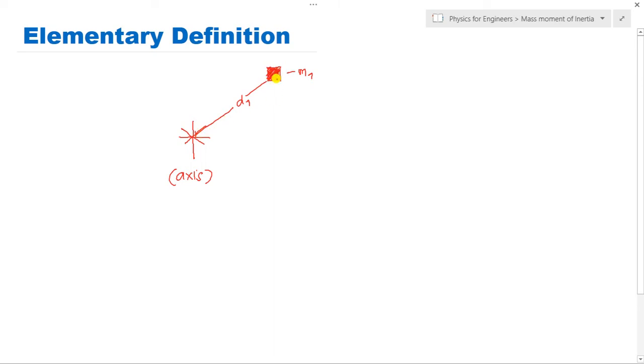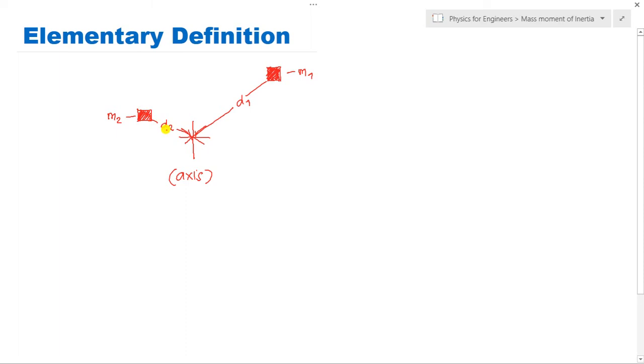Now, if it has a greater mass, it would be very difficult for us to rotate this mass with respect to this axis because it is heavy, and also because of its distance from our fixed axis. However, if we have another mass here, let's say this one is M2, mass 2 is closer to the axis compared with mass 1. Therefore, mass 2 is easier to rotate than mass 1.